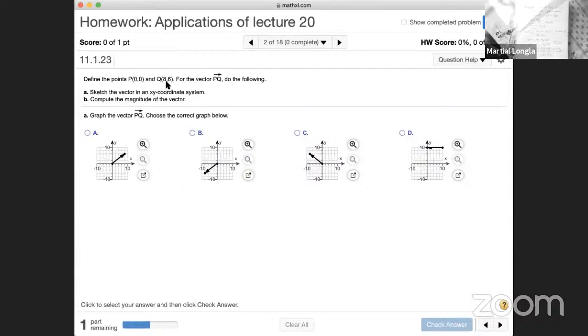Q has coordinates 8, 6. Both 8 and 6 are positive, so the vector you're looking for should point in the positive direction of x and the positive direction of y. That's the only one, because this one points in the negative x, and this one also points in the negative x. So the only possible answer is that one, because it points in the positive direction of x and y starting from the origin. Am I making sense?